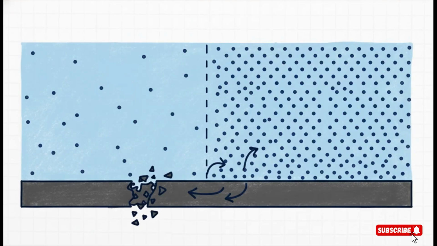But you know, one of the most common and sneakiest environmental triggers is something called a concentration cell.